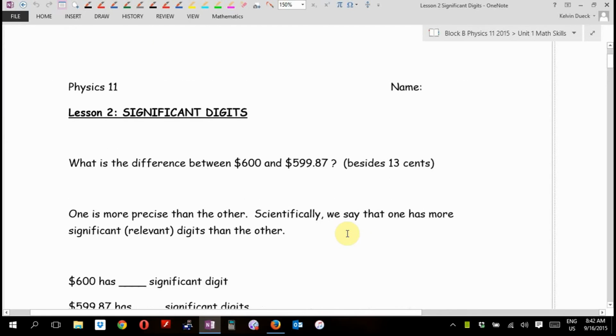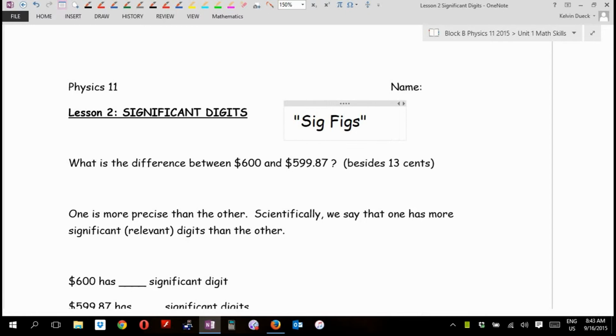Lesson 2 is called significant digits or significant figures, or for short, Sig Figs, which is significant figures because it rhymes, Sig Figs. Okay? It's really the rules for rounding off. In particular, it's the rules for rounding off when you're comparing different types of measurements from different instruments of different accuracy.